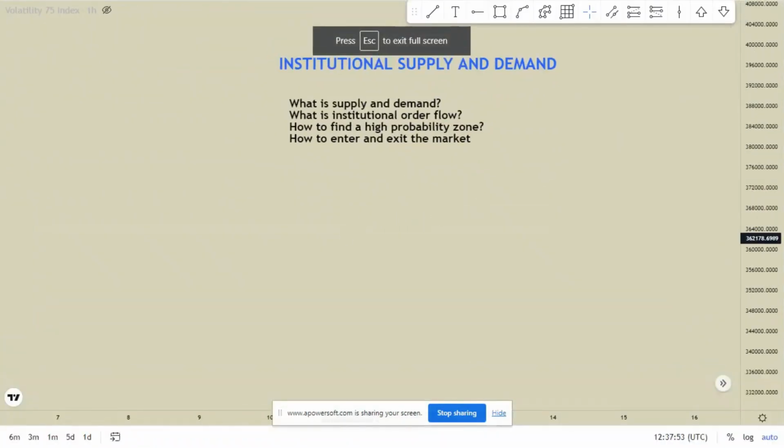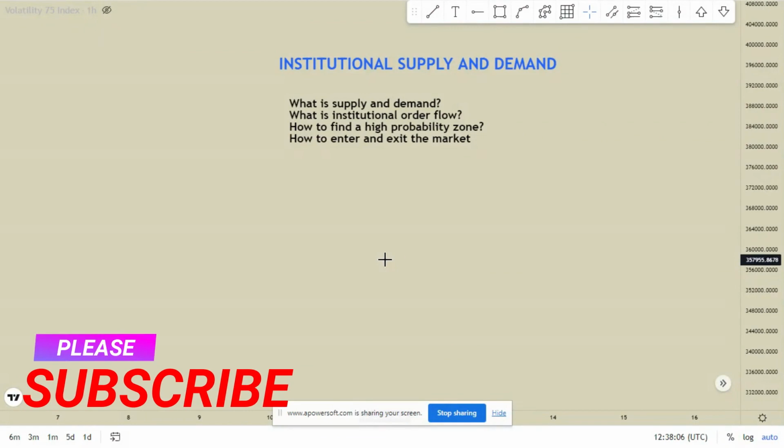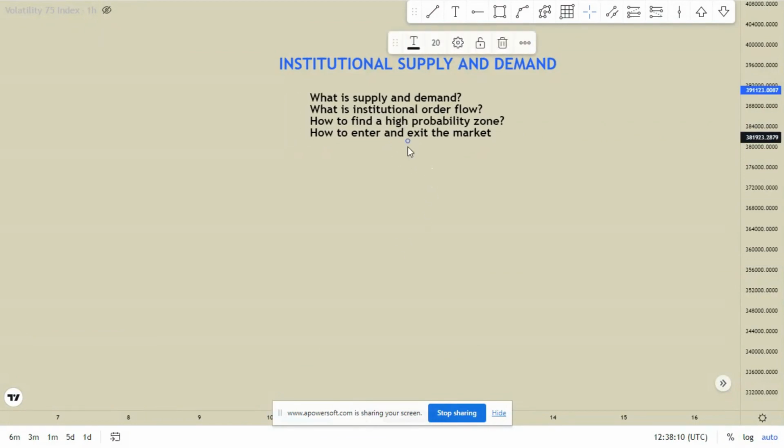So today I'm going to share something, and we are going to look at how to master institutional supply and demand. Today we are going to be looking at an in-depth guide about this. In this, I want to answer at least these four questions that we are seeing over here. What is supply and demand? What is institutional order flow? How to find a high probability zone? How to enter and exit the market? These have been the guiding questions behind today's episode.